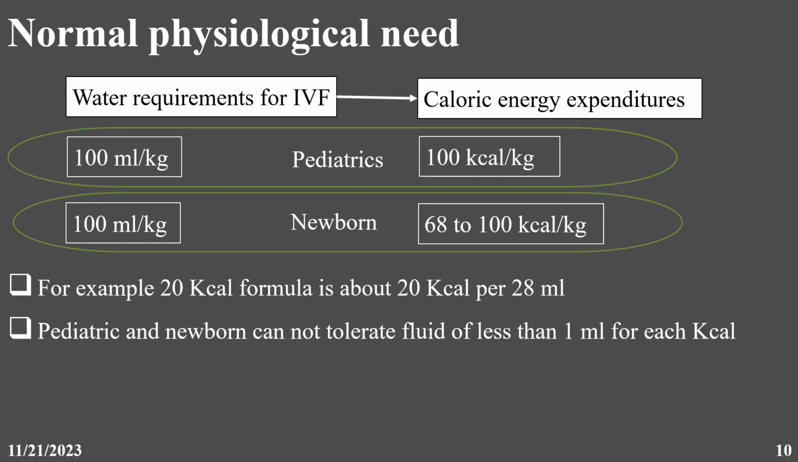Okay, 20 kilocalorie formula means 20 kilocalories per 1 scoop. And 1 scoop, usually we dissolve it in 30 ml, level number one, 1 level in the bottle. It says 30 ml, but it's just an approximation. It's usually 28 ml. So if you convert 20 kilocalories in 30 ml, it will be the same as 68 in 100 ml.